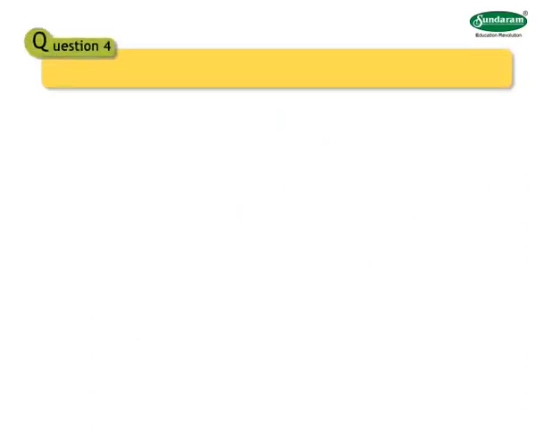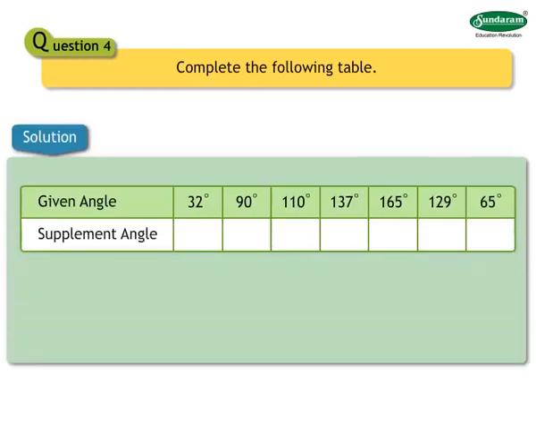Question 4. Complete the following table. Solution. When the given angle is 32 degrees, its supplement will be 180 minus 32, which is equal to 148 degrees. When the given angle is 90 degrees, its supplement will be 180 minus 90, which is equal to 90 degrees. When the given angle is 110 degrees, its supplement will be 180 minus 110, which is equal to 70 degrees.